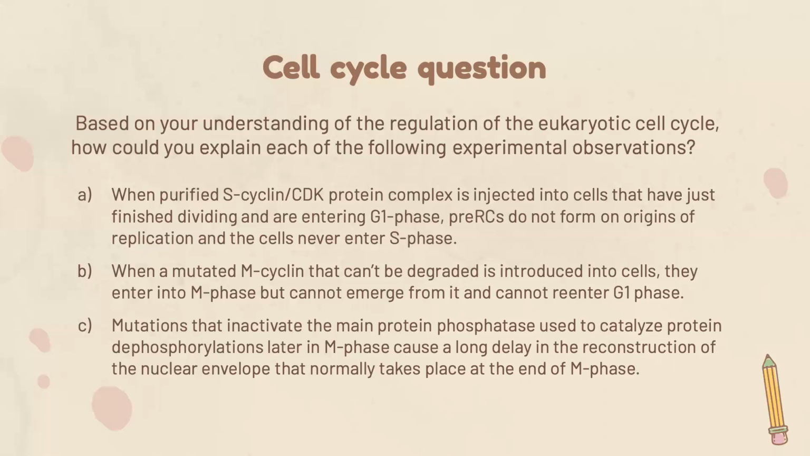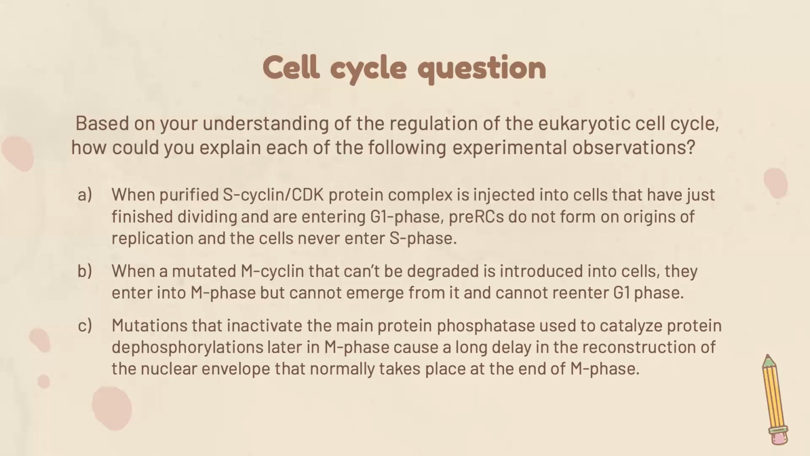So M-cyclin does a couple things. It breaks down the nuclear lamina, condenses the chromosomes and phosphorylates a bunch of other things. It does a bunch of things that basically helps the cell begin to prepare for division.